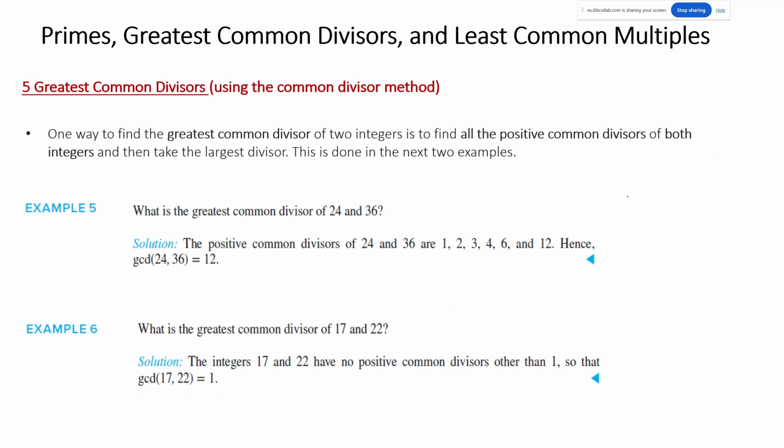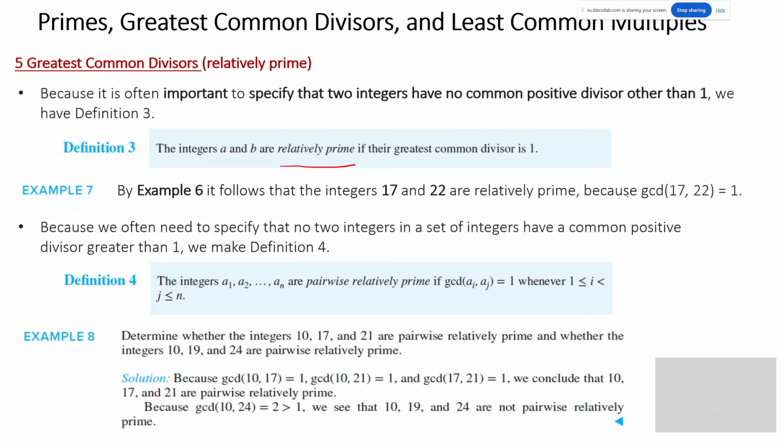So relatively prime is a special case when you have two numbers, where something is relatively prime if the greatest common divisor of these two is going to be equal to 1. That means you cannot find any other number that can divide these two other than 1.